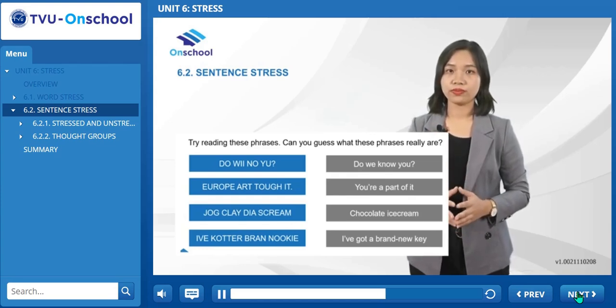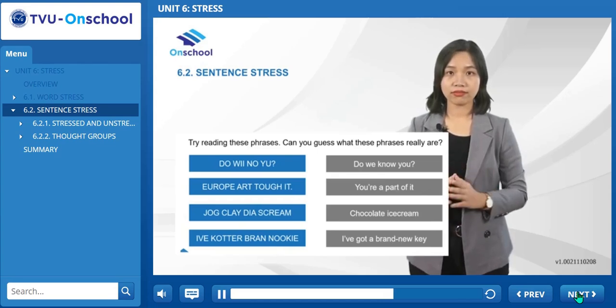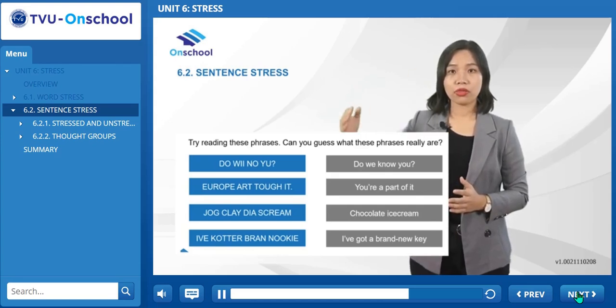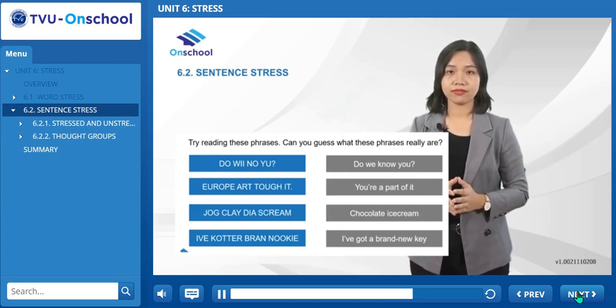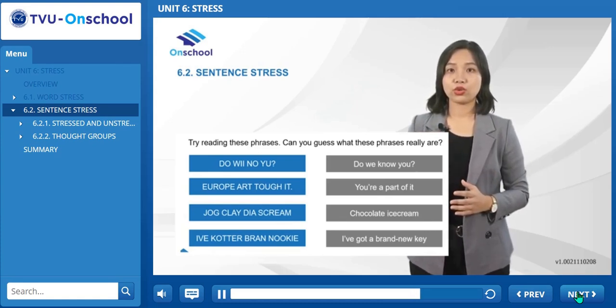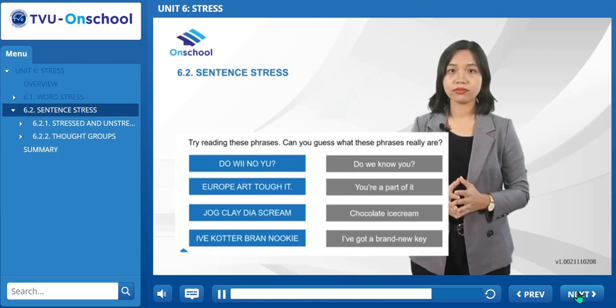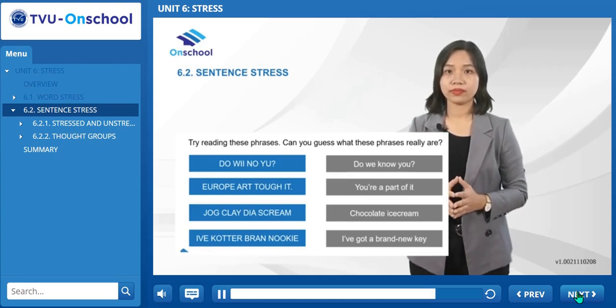Okay, sentence number 2. You are part of it. No stress. You are part of it. With stress. You are part of it. Number 3. No stress. Chocolate ice cream. With stress, chocolate ice cream.